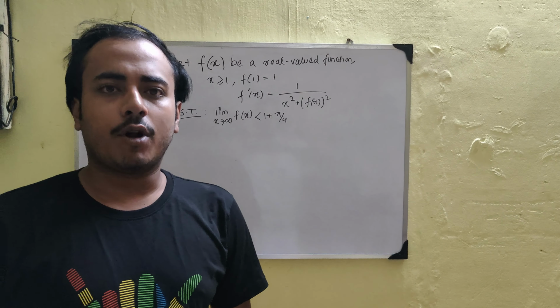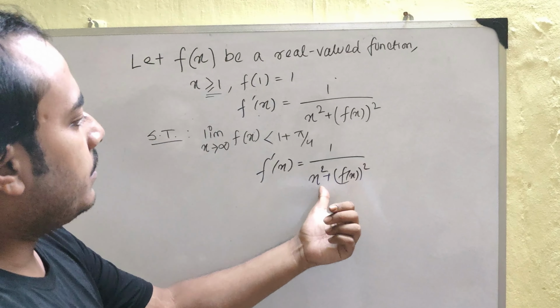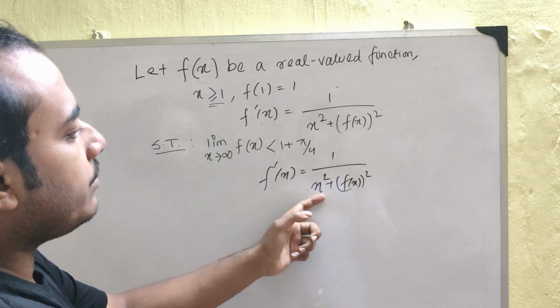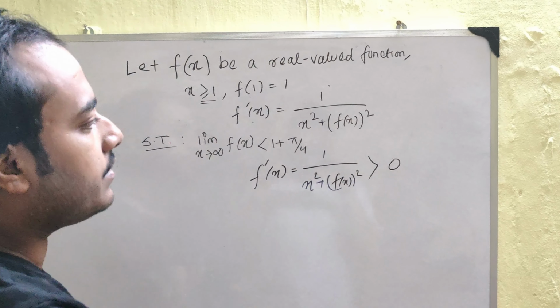Okay, so now let's understand this clearly. f(x) is a real valued function and it is defined for x greater than or equal to 1, right? Now let's consider this derivative first. So f'(x) is simply equal to 1 upon x square plus f(x) whole square. Now since x is greater than or equal to 1, x square is always greater than or equal to 1 and f(x) whole square is always positive. So this whole thing is always positive, right? So we can safely say that f'(x) is greater than 0.